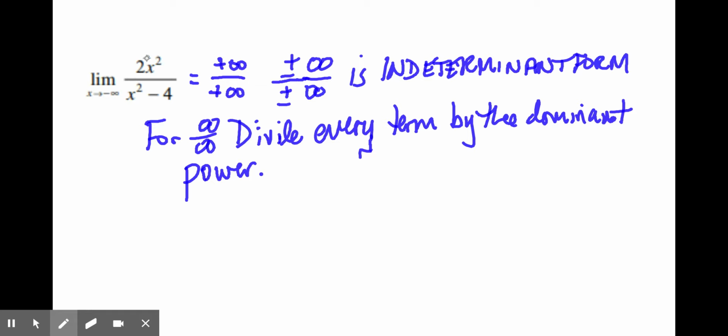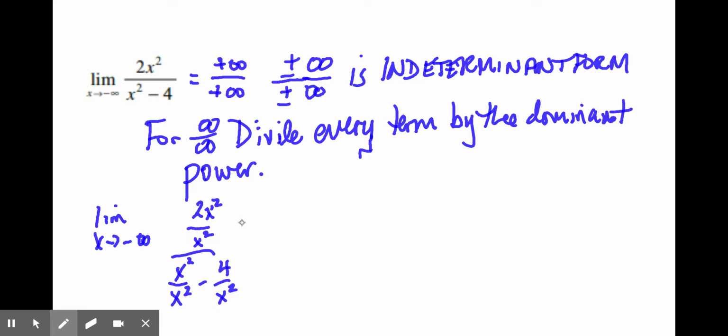In the numerator, I have 2x squared. In the denominator, I have x squared minus 4. So ultimately, the power that controls what happens with this function is x squared, right? X squared is the largest power that's in the numerator and also in the denominator. So what I'm going to do is rewrite my limit by dividing every term by x squared. So here the dominant power is x squared. Divide everybody by x squared.